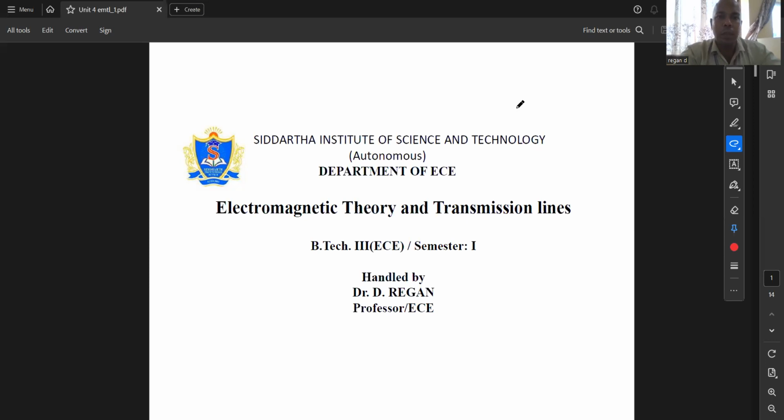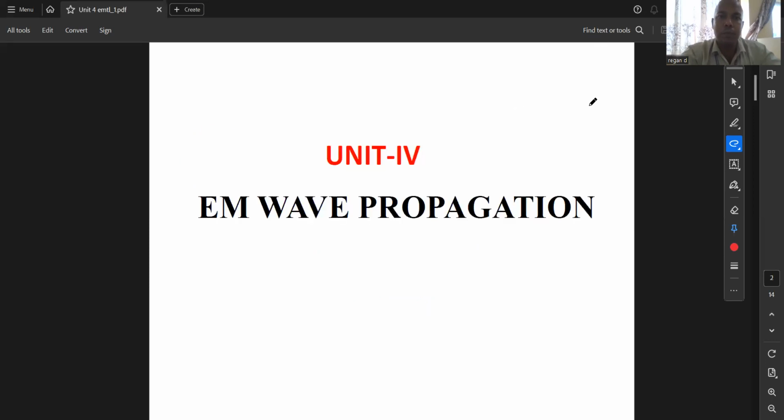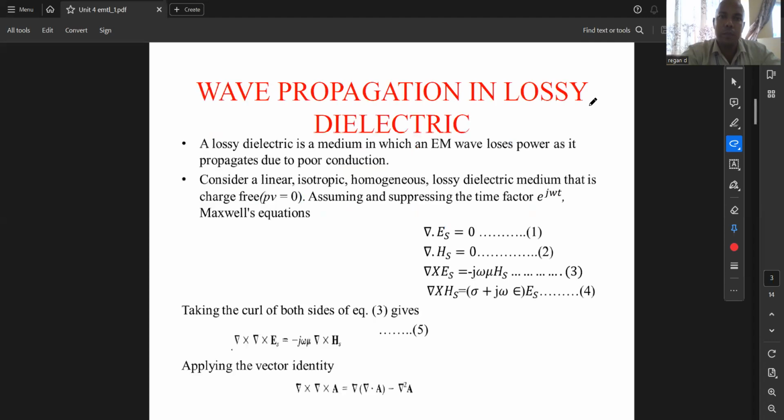In this session, we discuss electromagnetic wave propagation. The topic is wave propagation in a lossy dielectric medium. A lossy dielectric medium is a medium in which an electromagnetic wave loses power as it propagates due to poor conduction.